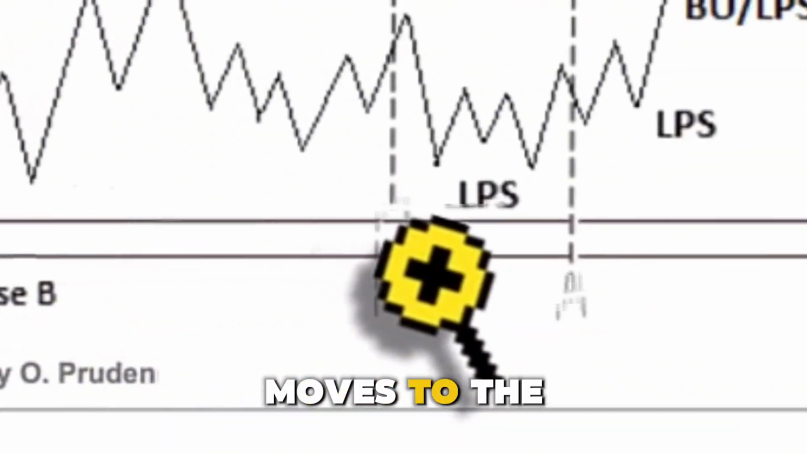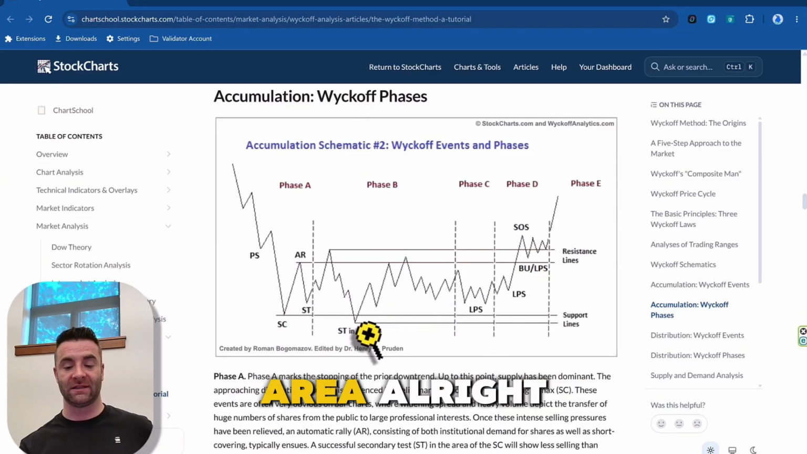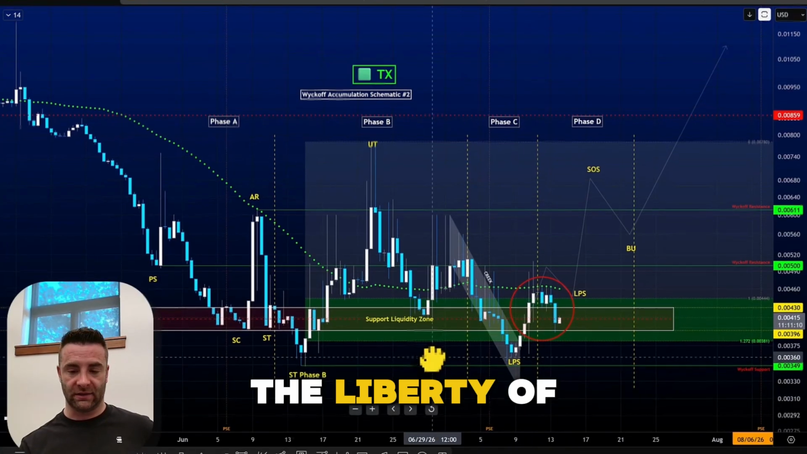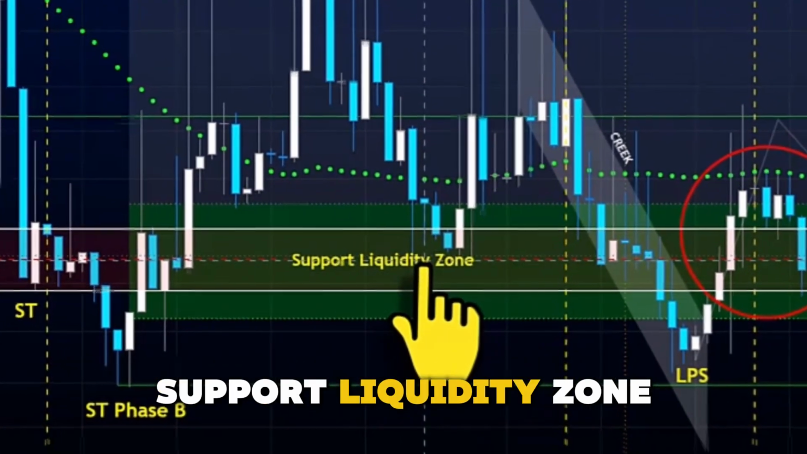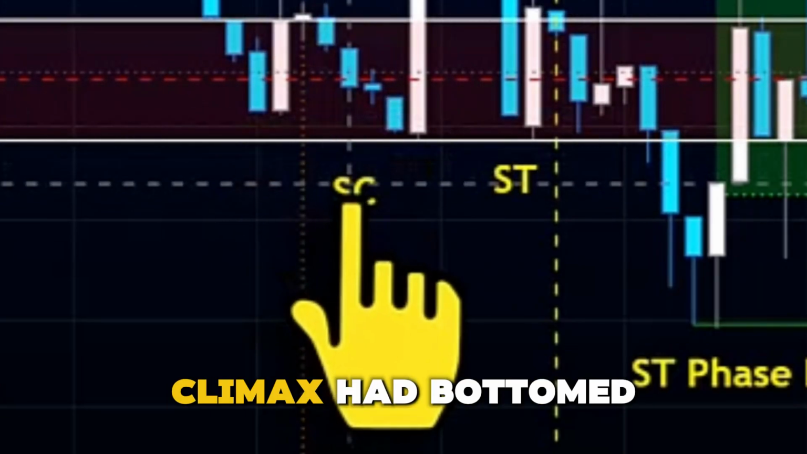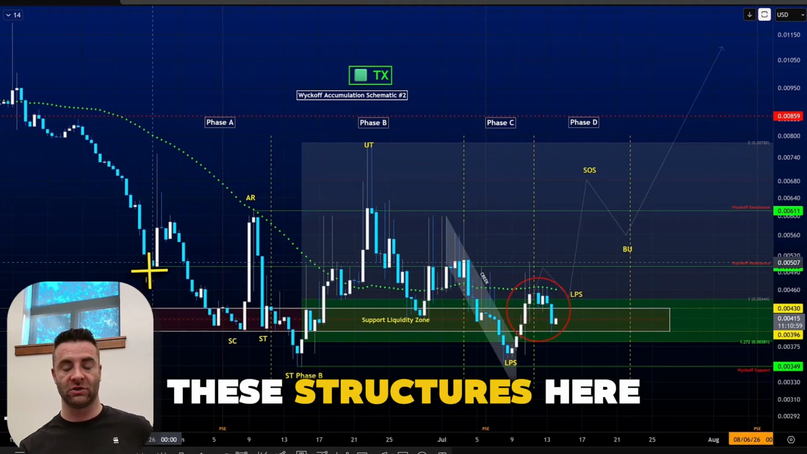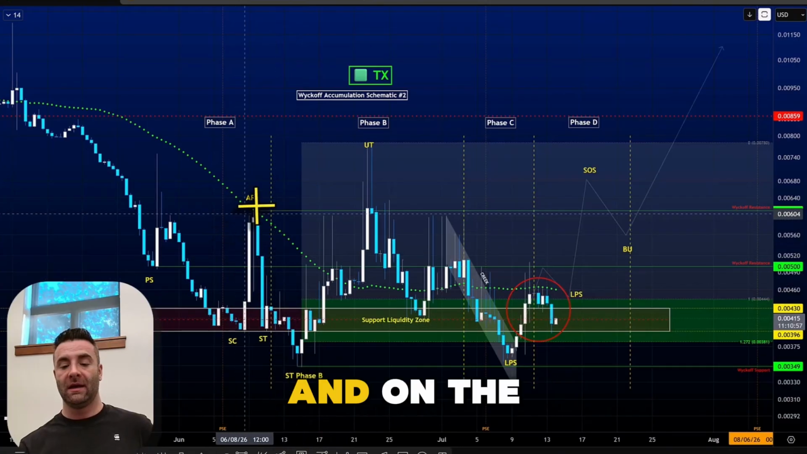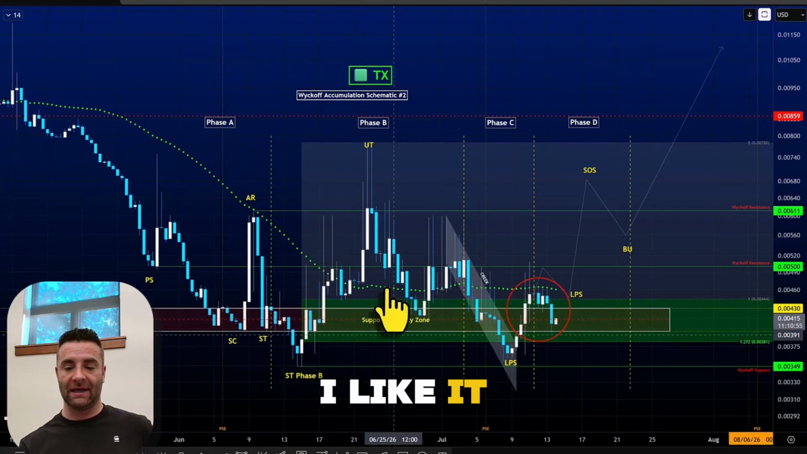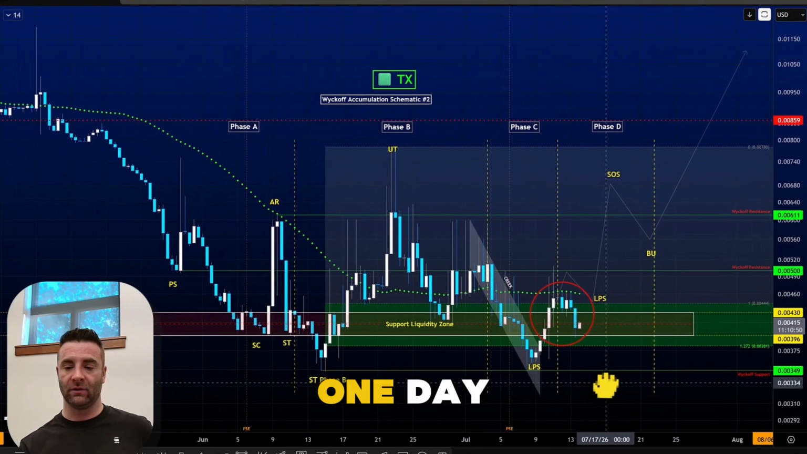So as it moves to the right over here, you'll see that the last point of support doesn't break this area. All right, so let's go to the chart here. I took the liberty of putting in this support liquidity zone, and this is where the selling climax had bottomed. And this is very important. Obviously I pointed out all these structures here, I labeled them. And on the 12-hour chart, I like it because it's a little bit cleaner and more defined than on the 1 day.